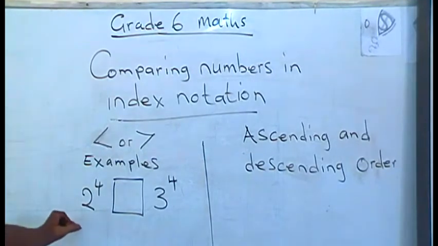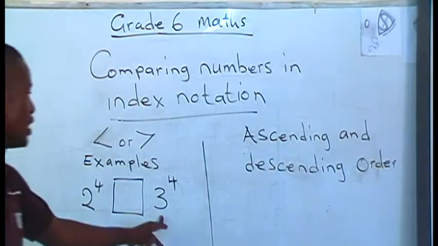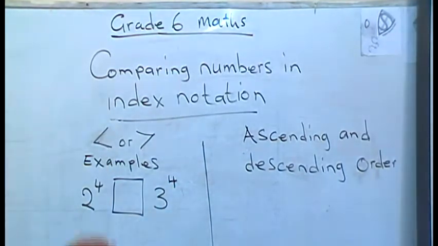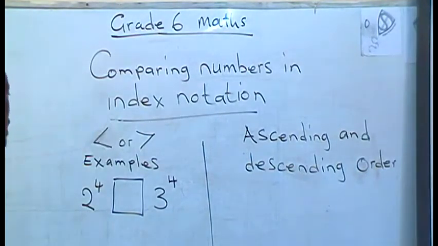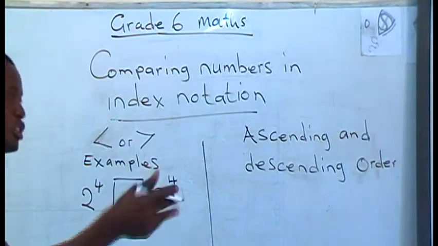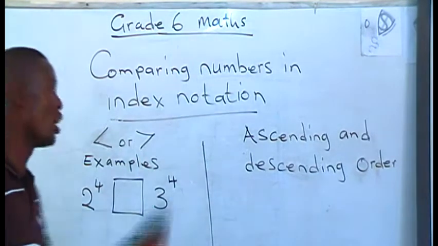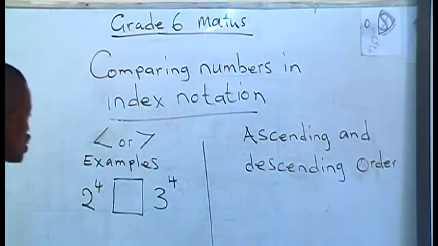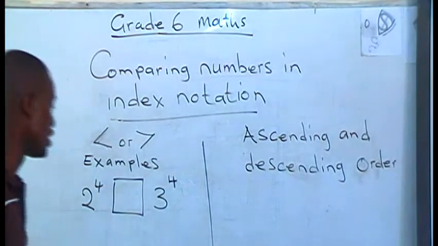It's by working out. If you know what 2 to the power 4 is and 3 to the power 4 is, it's very easy for you to work it out. Because the concept is to say 2 is called the base and 4 is called the index. The index tells us how many times the base should multiply itself. Same as 3 to the power 4. So in this case, 2 should multiply 4 times.